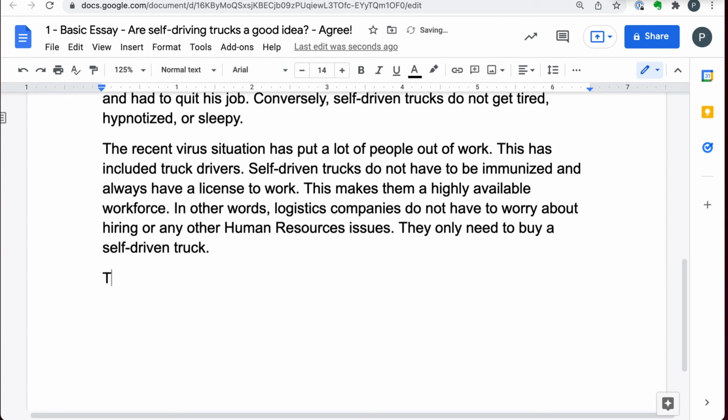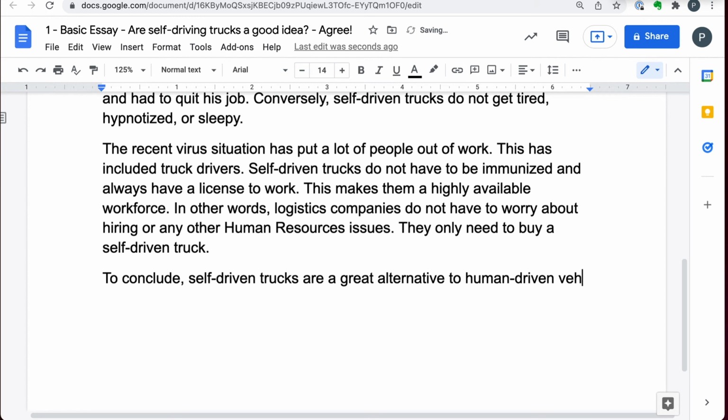You can simply say "to conclude," just to signal that a conclusion is coming. This is it. To conclude, self-driven trucks are a great alternative to human-driven vehicles.